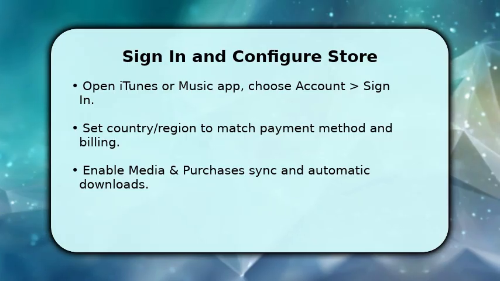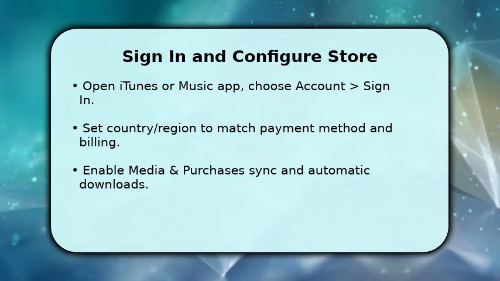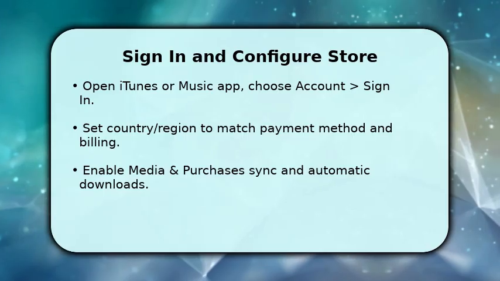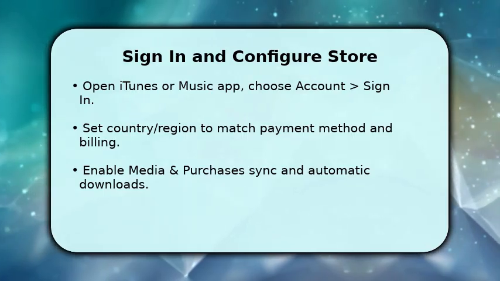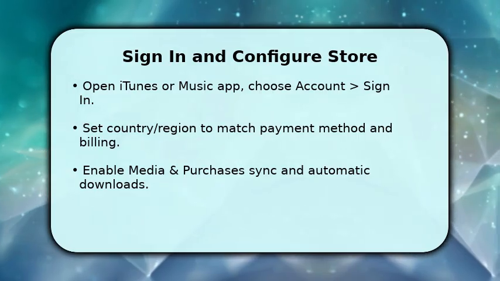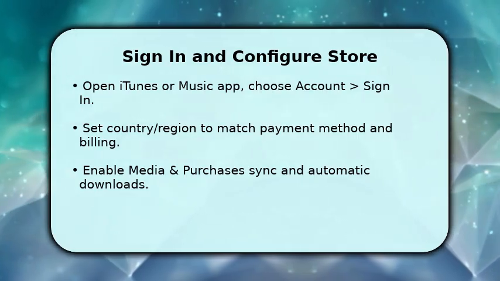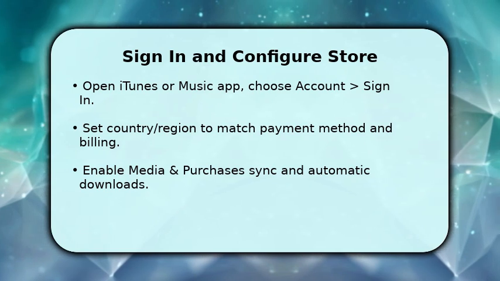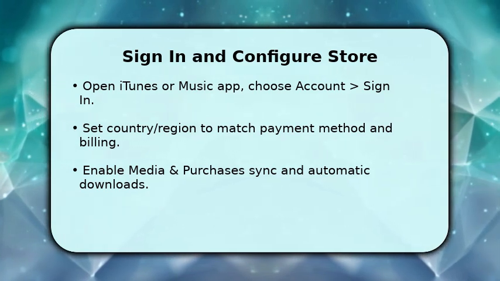Mismatches cause declined transactions. Then enable media and purchases and automatic downloads so content flows to your devices. This ensures purchased items appear without manual transfer. Finally, verify purchase restrictions and parental controls are set the way you want.